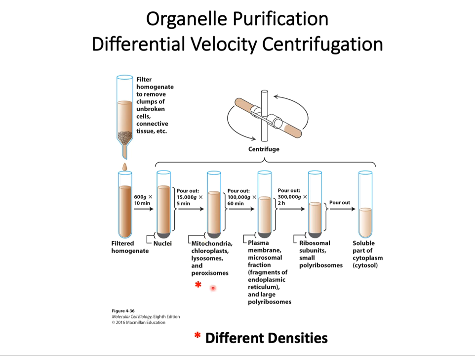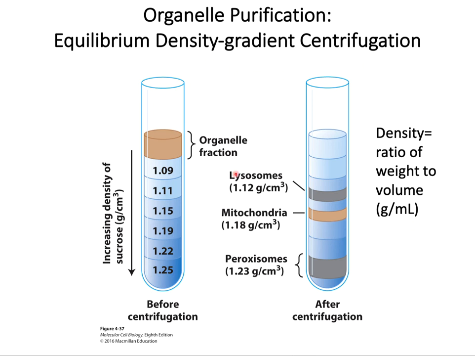So let's focus on this pellet that contains mitochondria, chloroplasts, lysosomes, and peroxisomes and see if it can be purified even further. All of these organelles have different densities, and you can take advantage of another type of centrifugation known as equilibrium density gradient centrifugation. The characteristic feature of this type of centrifugation is that it takes place through a density gradient, from a low density material at the top to a higher density material at the bottom.